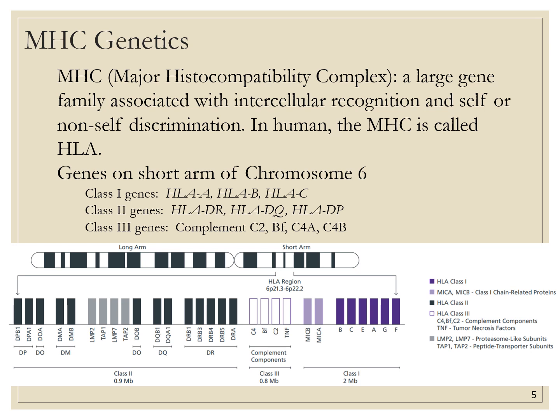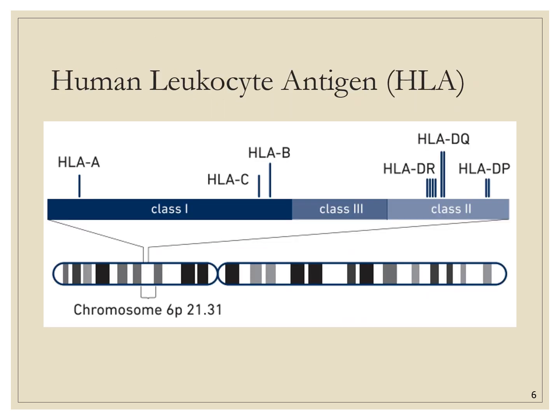The major histocompatibility complex is a large gene family associated with intercellular recognition of self and non-self discrimination. In humans, the MHC is called HLA, human leukocyte antigens. The genes are on the short arm of chromosome 6. You can see they're all very close together, which explains why they are inherited as a haplotype. And this is just another view on the chromosome and then blown up where all the genes are located.